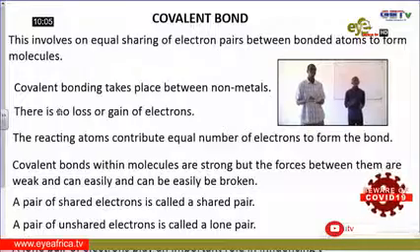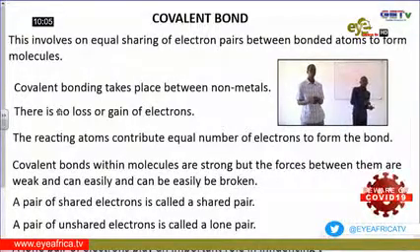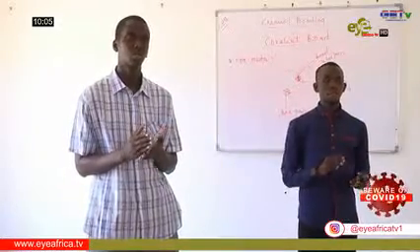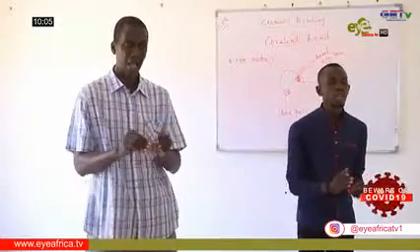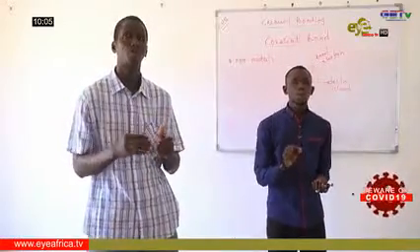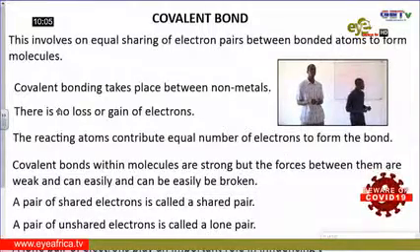There is no loss or gain of electrons. You cannot say this non-metal must donate and the other non-metal will accept. No. There is no gain or loss of electrons in this kind of bonding. The reacting atoms contribute an equal number of electrons to form the bond.